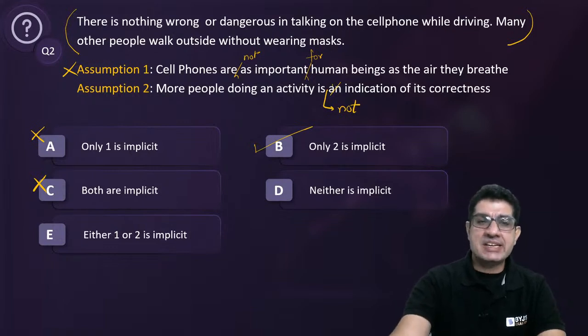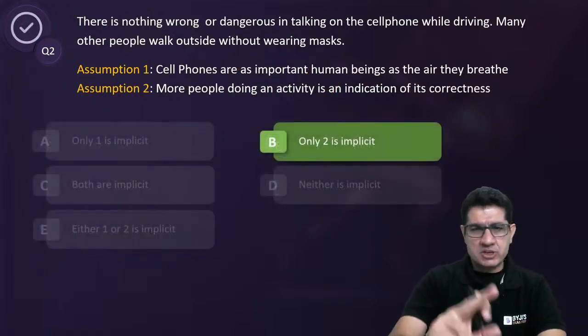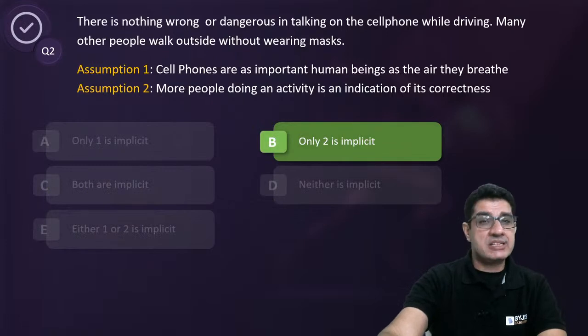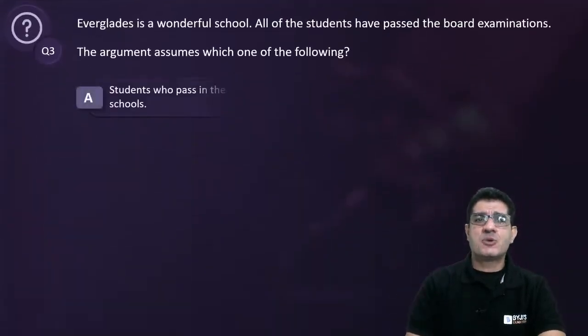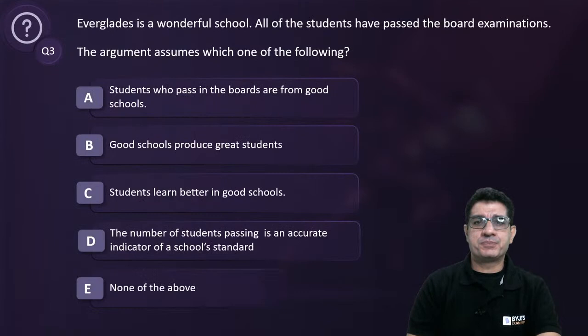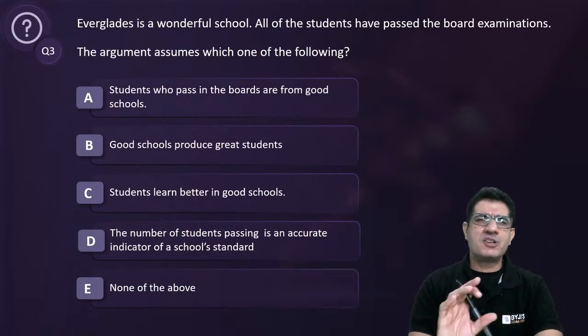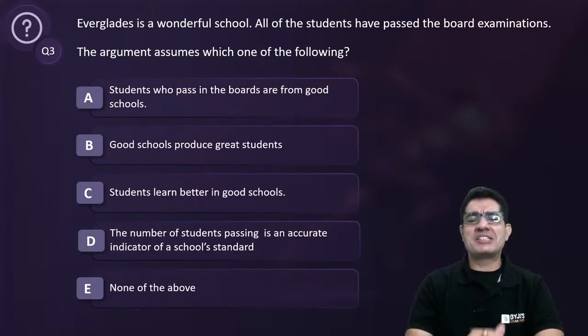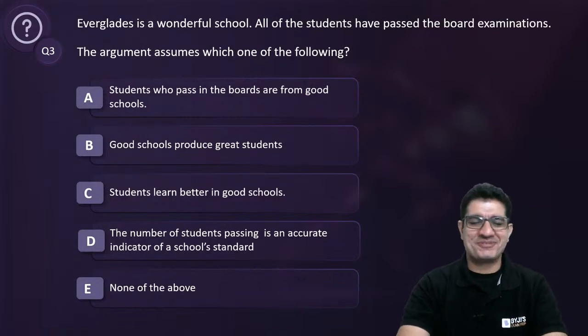Here is your next question. So question number 2, answer B, only the second assumption is implicit. Question number 3, taking you closer to a critical reasoning kind of an assumption question.